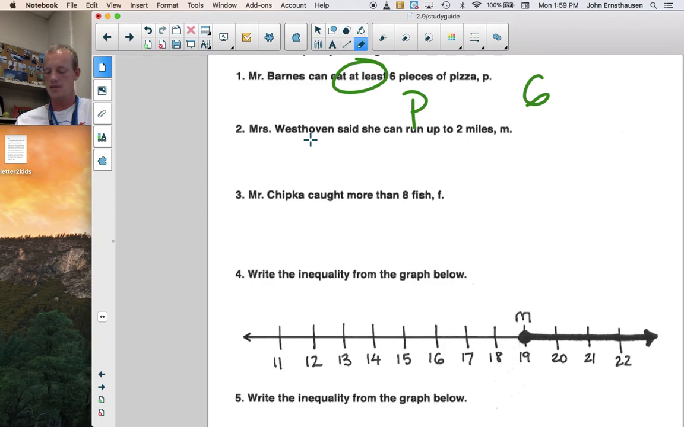Okay. Mrs. Westhoven said she can run up to 2 miles. I put down the M. I put down the 2, keywords, up to 2. So are we talking the numbers that are greater than 2? Are we talking the numbers that are less than 2? And would you include the 2? All right. I'm going to give you guys a freebie here. Let's think about this. If it's up to 2, the miles, the M, would be less than or equal to 2. Hopefully you had that. I will not give any more freebies.